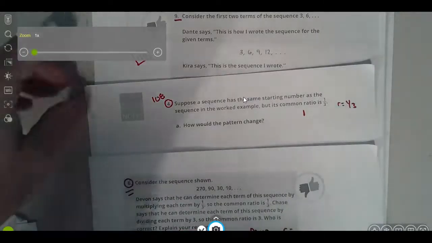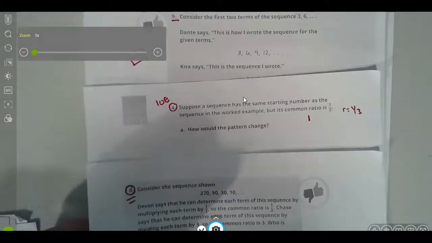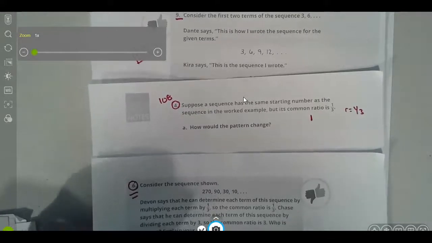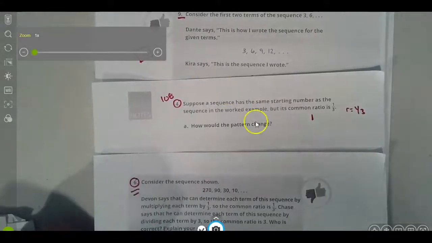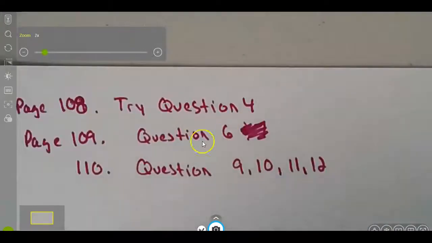I want you to try those problems, and they'll be posted on Classroom, and I'll even leave a note for you about what you're supposed to do. So written down for you, I'm asking you on page 108 to try question 4. On page 109, try question 6. On page 110, try questions 9, 10, 11, and 12. That should take you a couple minutes, and when you are done, I'm going to ask you to watch this next video that deals with graphs of sequences.